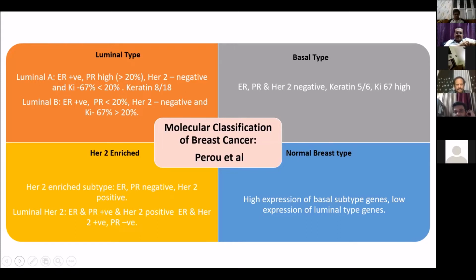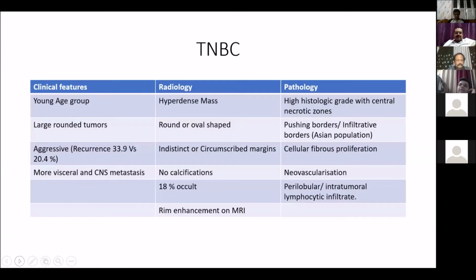So basal means the cell morphology resembles the basal myoepithelial cell of a breast duct. So these were ER/PR negative, HER2 negative, stained positively with keratin 5 and 6, and usually had a very high Ki67. Clinically or pathologically, there are some features that give you a hint that this may be a triple negative breast cancer. So clinically, it is usually a young age group, a young patient.